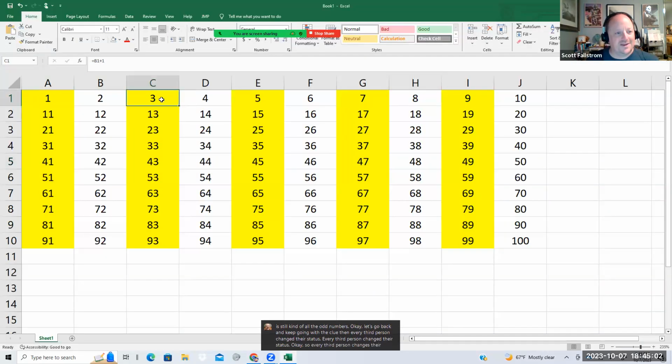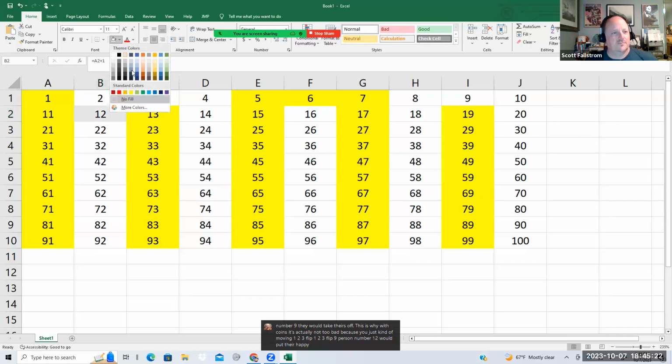So person number 3 had their hat on, they take it off. Person number 6 had their hat off, they put it back on, right? Person number 9, they would take theirs off. This is why with coins, it's actually not too bad because you're just kind of moving 1, 2, 3, flip, 1, 2, 3, flip. Person number 12 would put their hat back on, right? 13, 14, 15 would take their hat off.